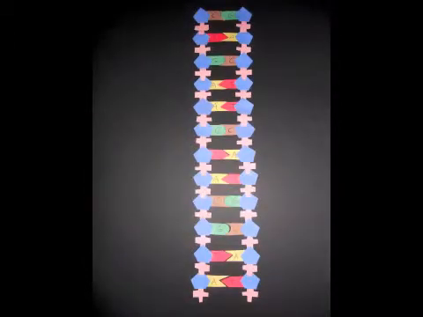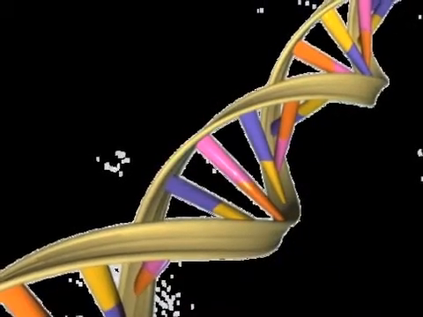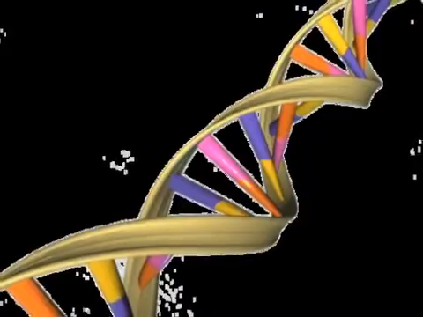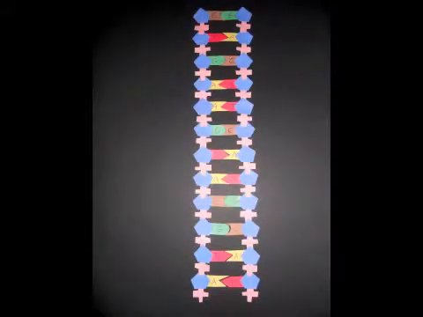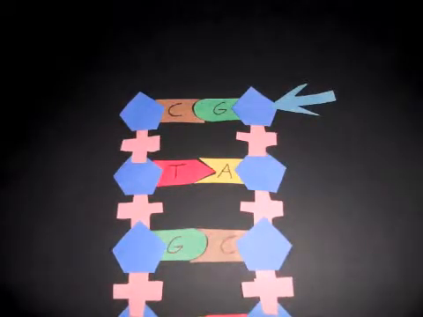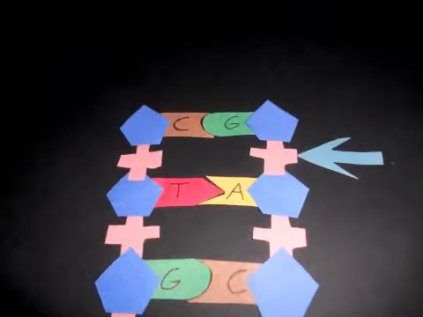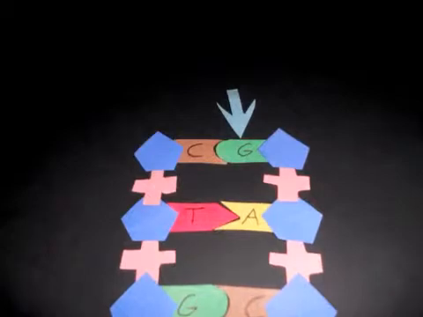A DNA molecule is made up of two rows of nucleotides that form a ladder shape. This ladder is twisted and is called a double helix. Each nucleotide in the DNA molecule has three parts: a 5-carbon sugar, which in DNA is deoxyribose, a phosphate, and a nitrogen base.